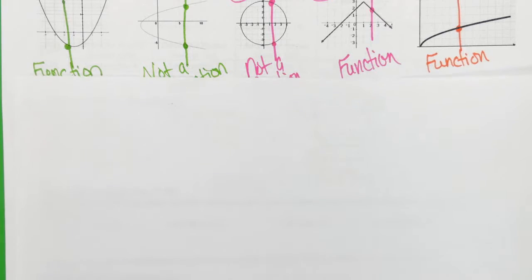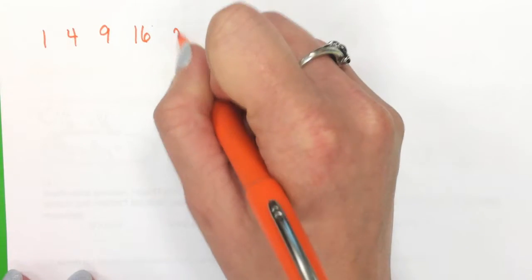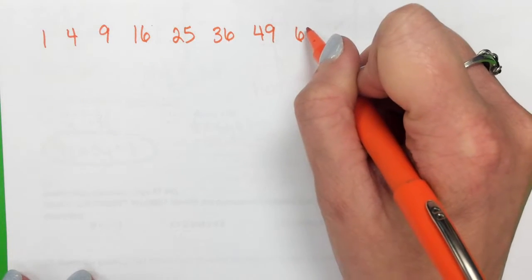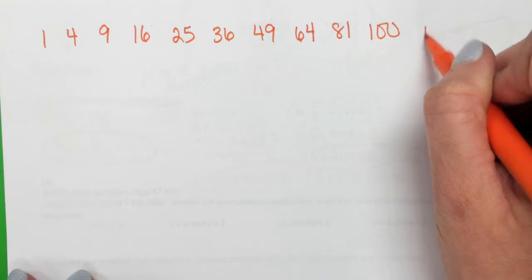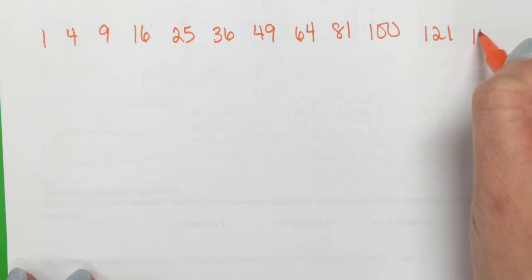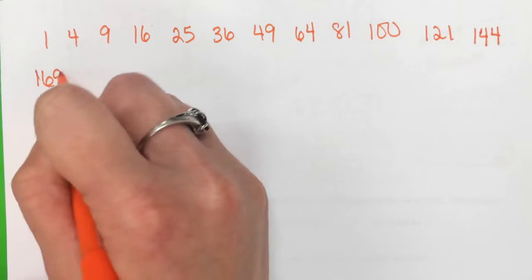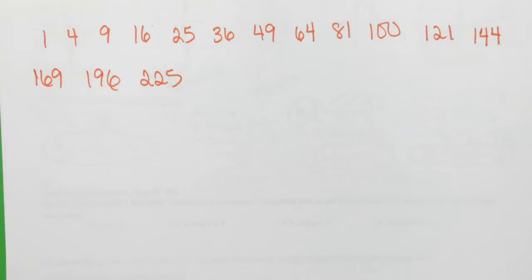Okay, perfect squares. You ready? What are the perfect squares from 1 through 15? Go. 1, 4, 9, 16, 25, 36, 49, 64, 81, 100, 121, and 144. Okay, how did you know that those numbers were perfect squares?